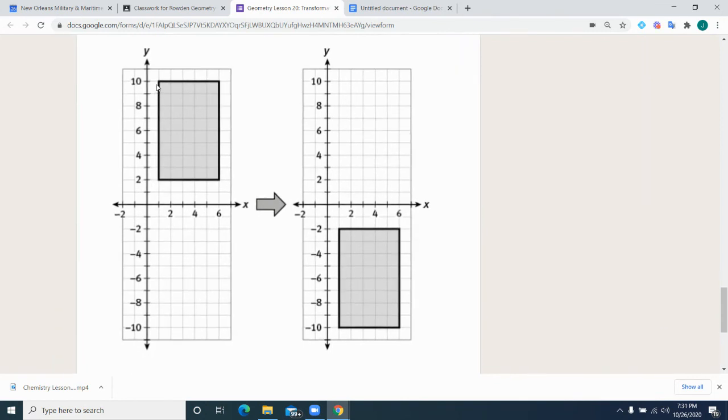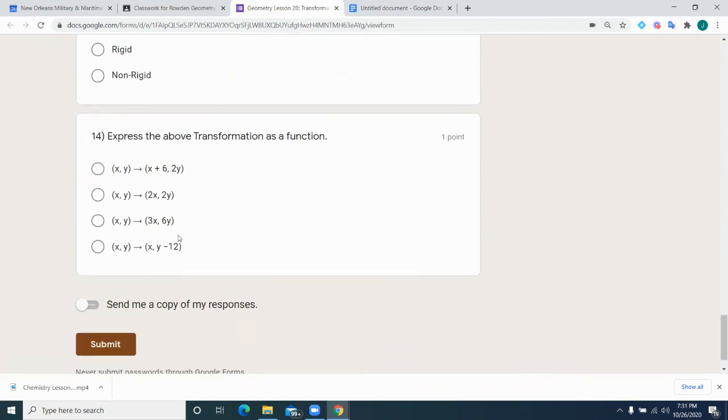Y upper left is at 10. Now it's at -2. How can you go from 10 all the way down to -2? That's going down 12. Minus 12. Look at this. 2 all the way down to -10. 2 minus 12 will give you -10. Same with this side. So we're totally happy with this answer. X comma y turns into x comma y minus 12.